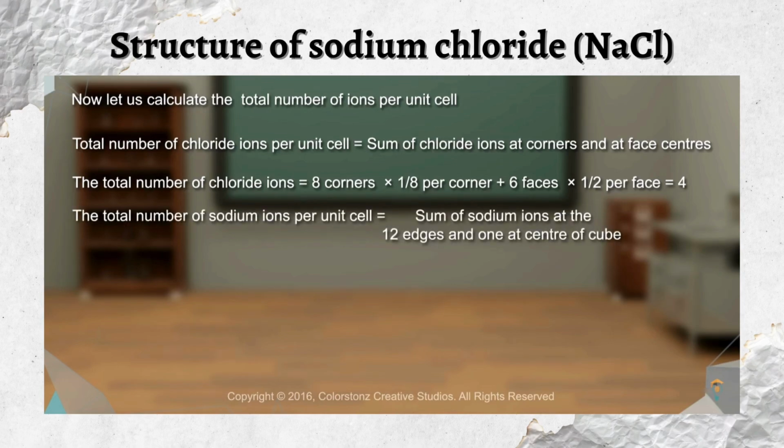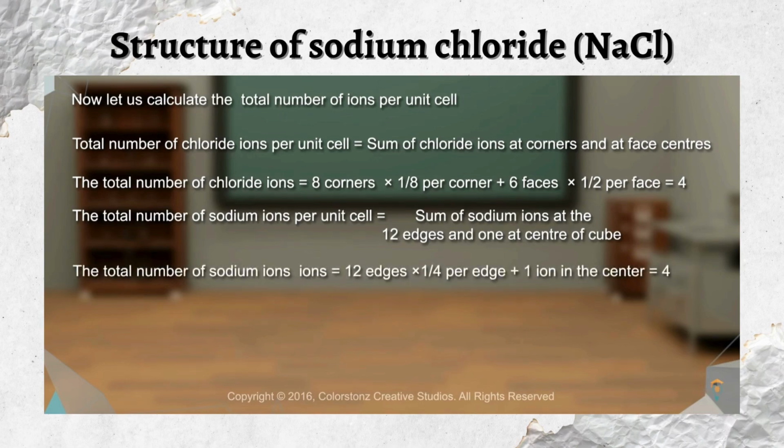Then, the total number of sodium ions per unit cell is equal to the sum of sodium ions at the 12 edges and 1 at the center of the cube. So the total number of sodium ions is equal to 12 edges multiplied by 1/4 per edge plus 1 ion in the center, which equals 4. Thus, the unit cell of sodium chloride, which is NaCl, contains 4 chloride ions and 4 sodium ions.